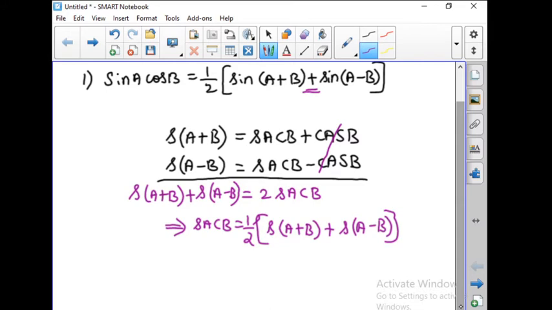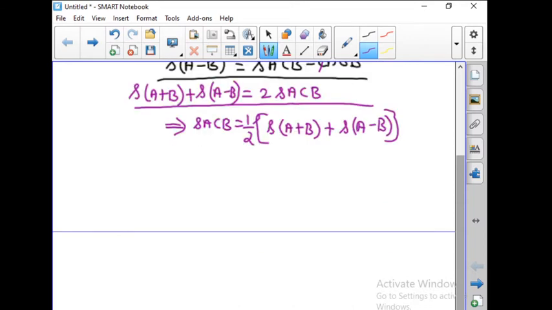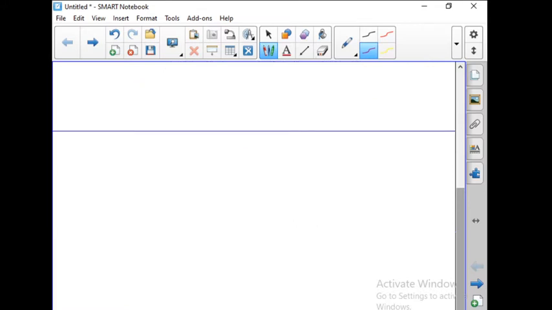So, this is the method to get the formula. So, now let us go with the remaining formula. Similar to this, you can try with the formula.